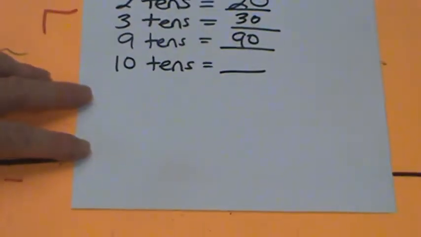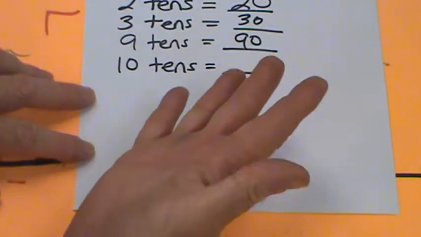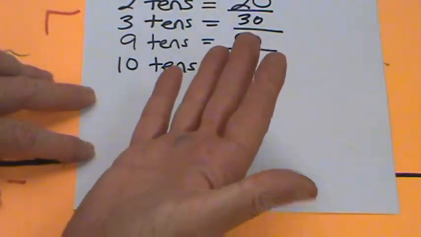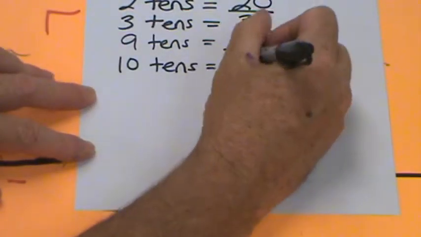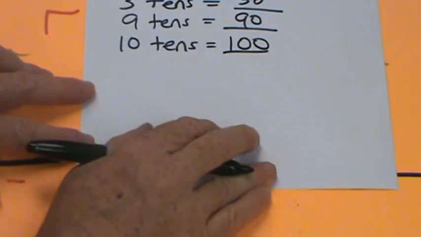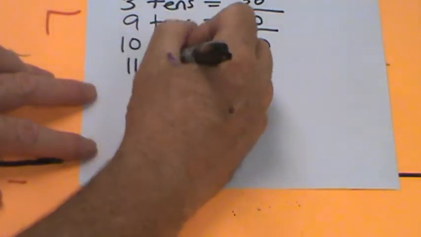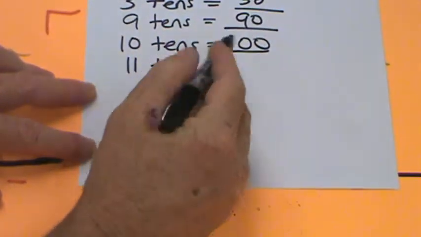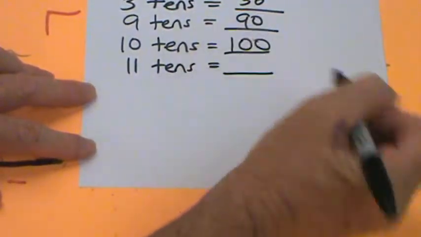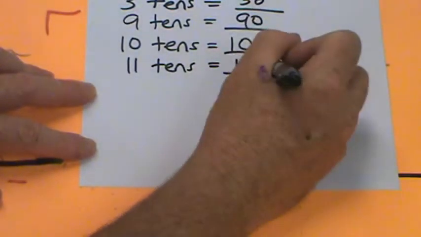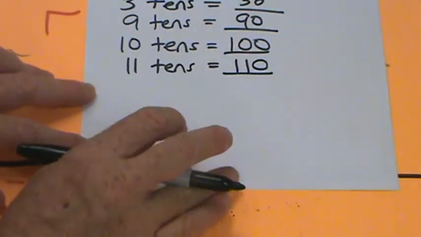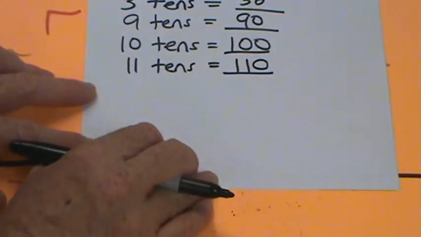Oh, now we get a little bit of murkier waters. What do 10 tens mean? Well, let's think about it. 10, 20, 30, 40, 50, 60, 70, 80, 90. We say 100. How about 11 tens? If 10 tens is a 10 and a 0, what would 11 tens be? Probably an 11 and a 0. 110.